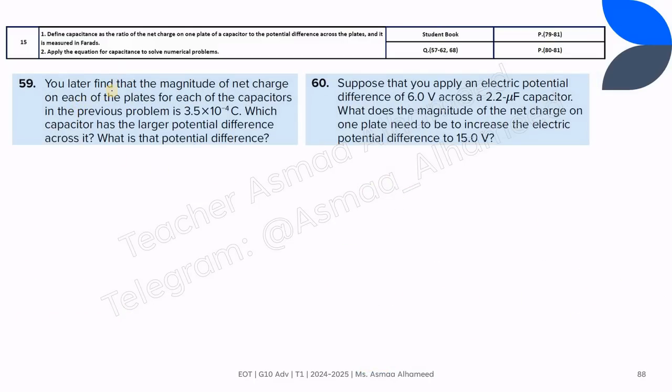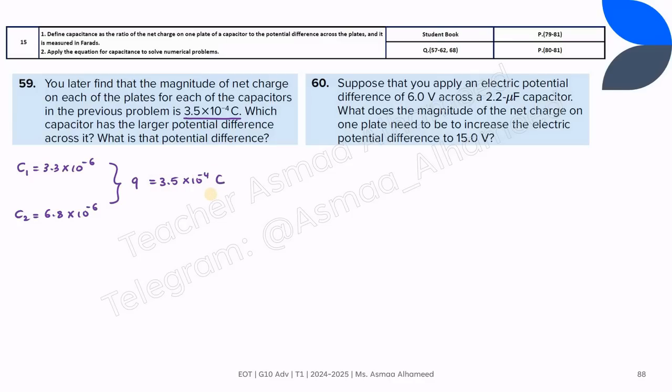Next question. You later find that the magnitude of the net charge on each of the plates for each of the capacitors in the previous problem to be this much. Which capacitor has the larger potential difference across it? So now we have C1 was 3.3 times 10 to the power minus 6, and C2 was 6.8 times 10 to the power minus 6. The charge for both of them now is the same, so it will be 3.5 times 10 to the power minus 4 Coulomb.